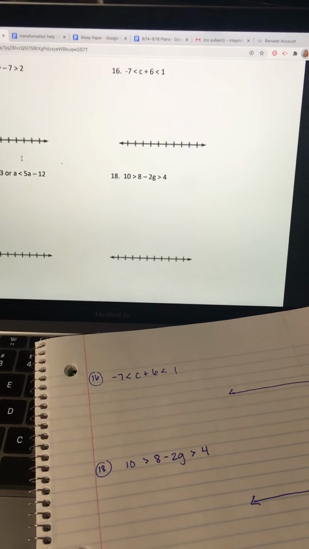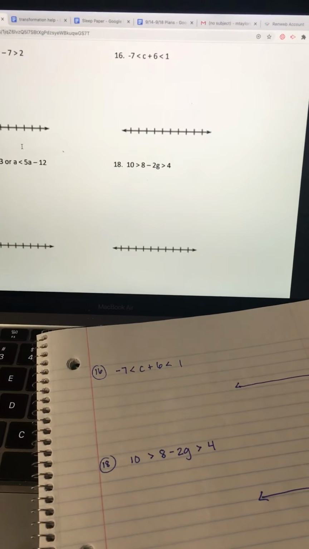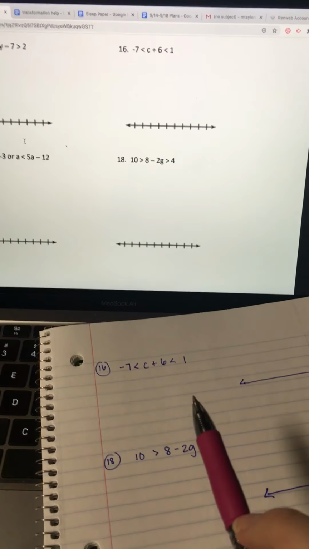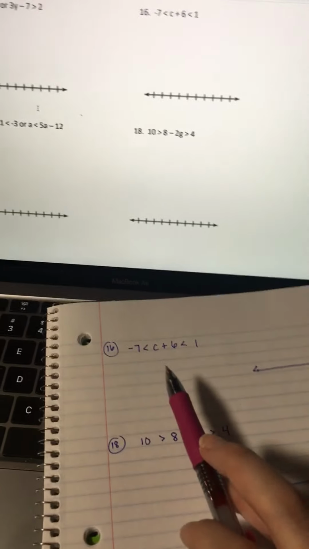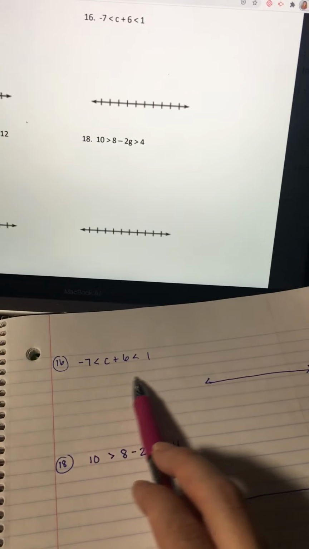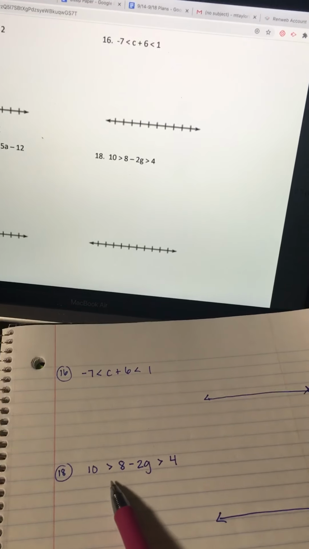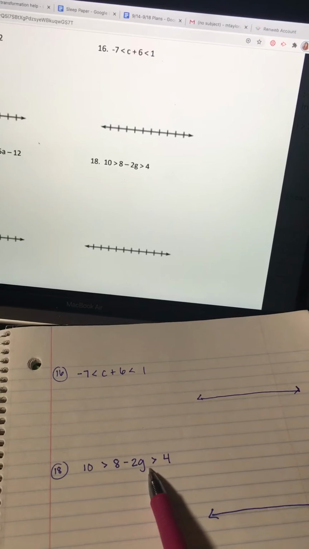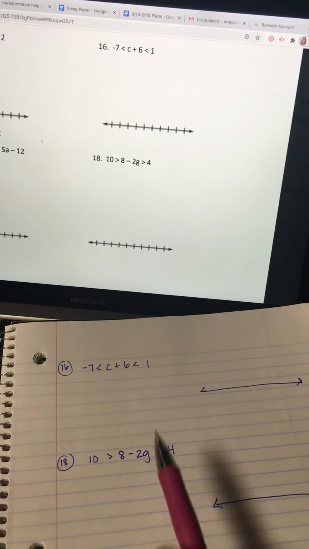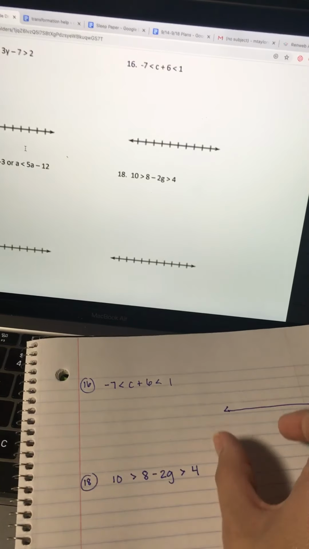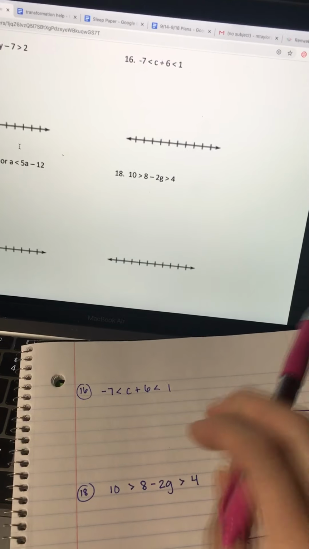Let's look at number 16 and 18 on the study guide together. Both 16 and 18 are called "and" inequalities. I know that because only "and" inequalities can be written as one giant inequality like this, where there are two inequality signs. "Or" inequalities have to be written as two separate inequalities with the word "or" in the middle.